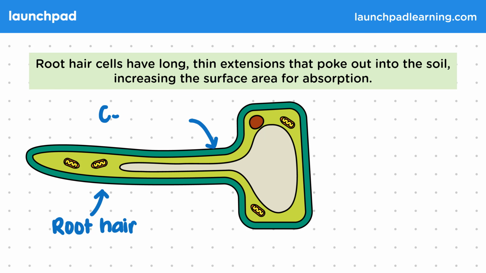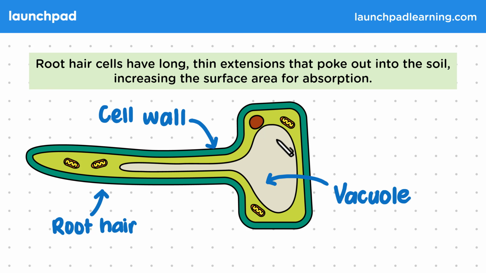Going all the way around the edge of the cell is the cell wall. This beige colour, which fills some of the middle of the cell, is the vacuole. And just above the vacuole, this reddish-orange blob is the nucleus.